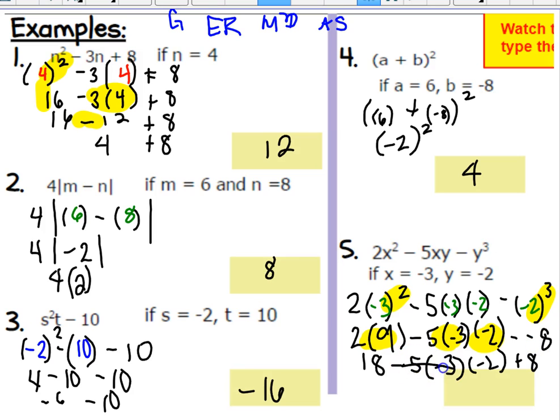Now, I still have multiplication, so I've got to work from left to right. So I'm going to work on this multiplication right here next. A negative times a negative is a positive, and 5 times 3 is 15. I still have not finished my multiplication. I've got one right here, so I'll work on that. I've got to multiply 15 times negative 2. Positive times a negative is a negative, and 15 times 2 is 30.